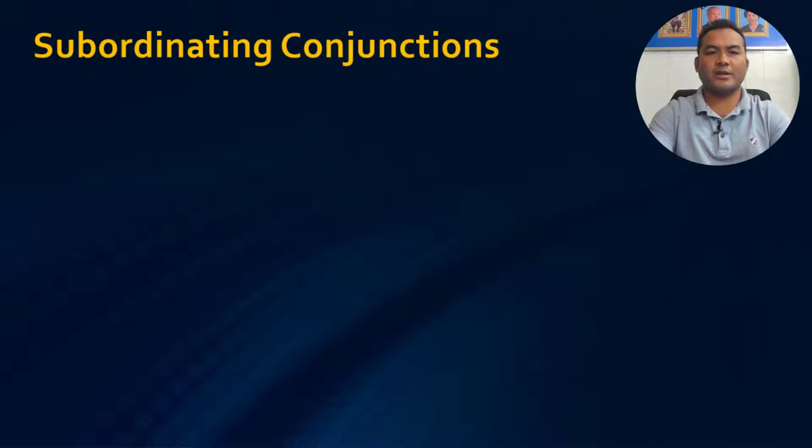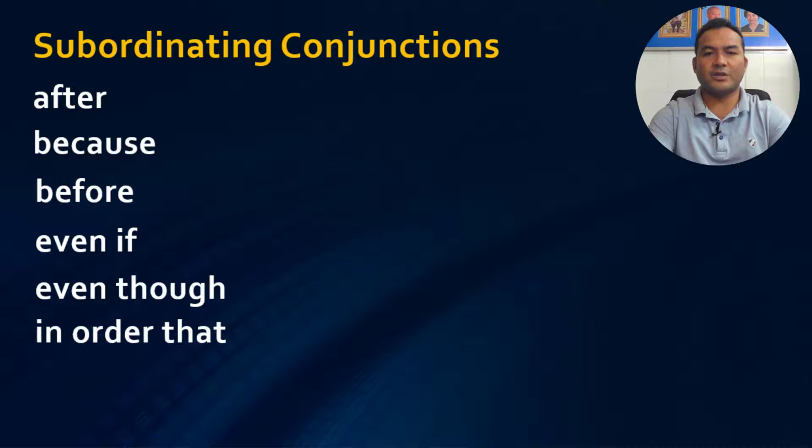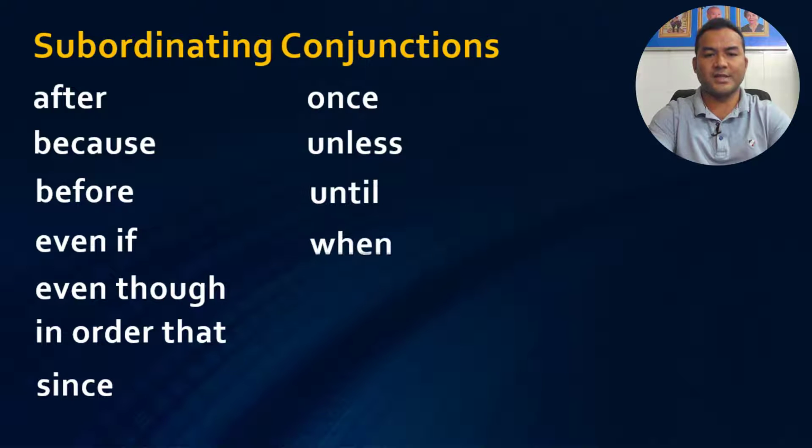How many subordinating conjunctions are there? We have after, because, before, even if, even though, in order that, since, once, unless, until, when, whenever, whether, while.